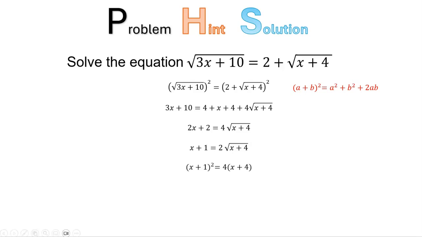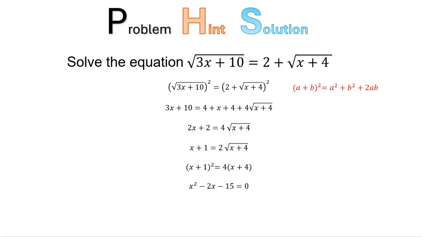We'll now square both sides again. Be careful to square the x plus 1, put it in a bracket first. The right hand side we square the 2 to give us the 4, and the square root of x plus 4, squared, is just x plus 4. Expand both sides and simplify by bringing everything to the left hand side. You end up with x squared minus 2x minus 15 equals 0.